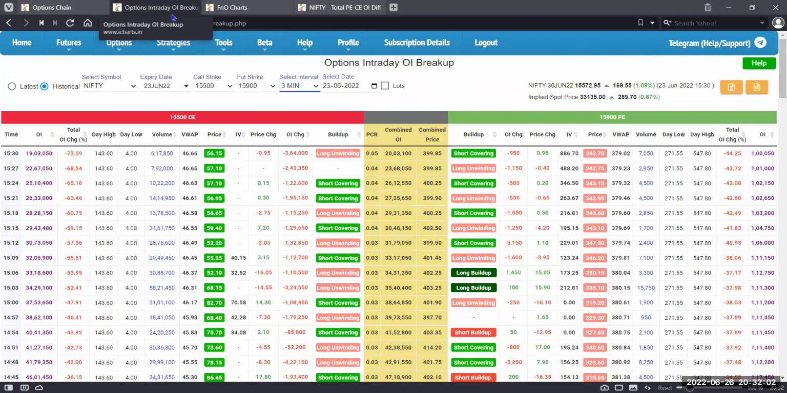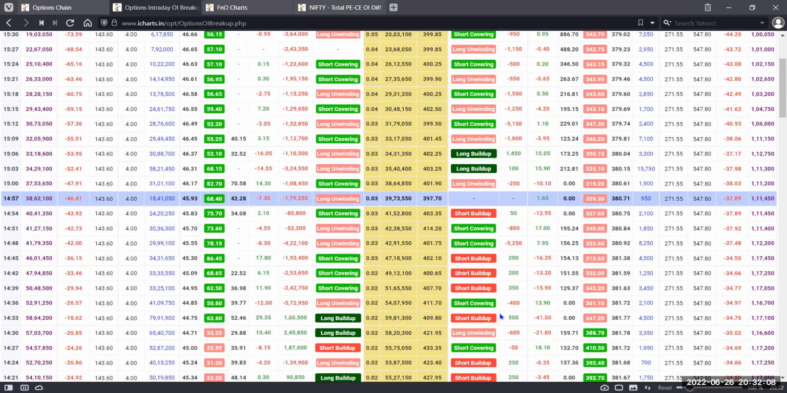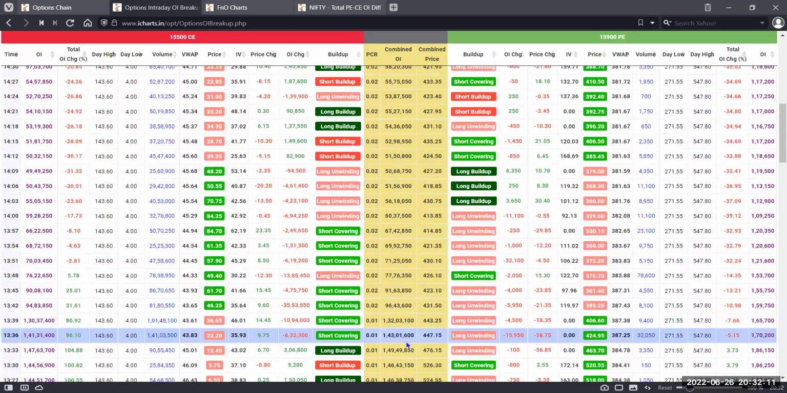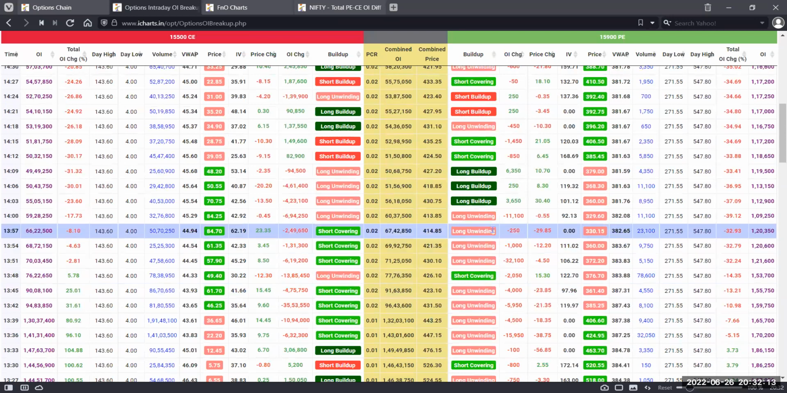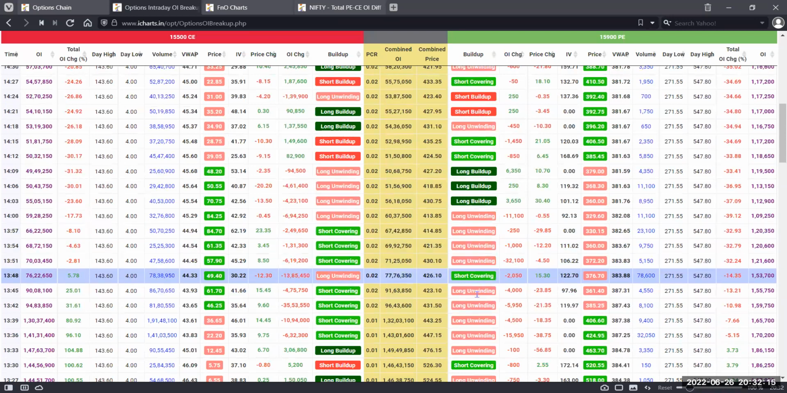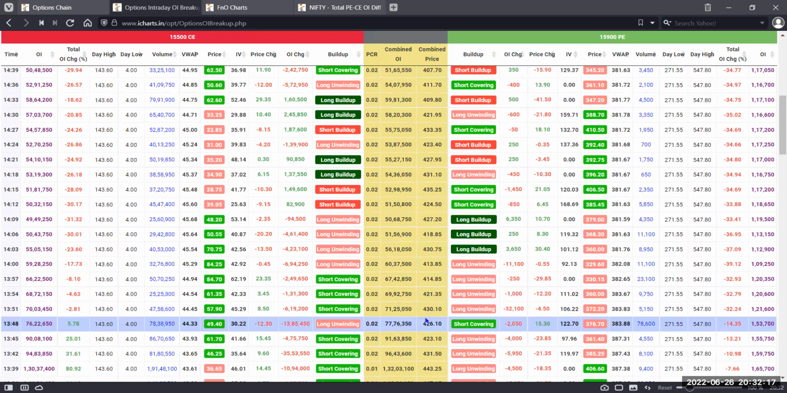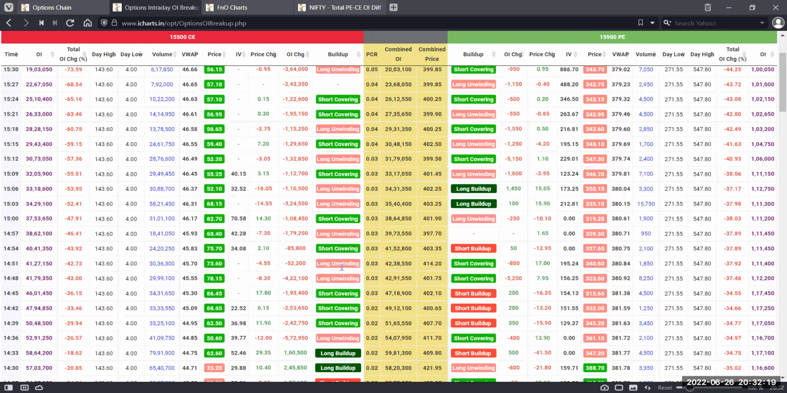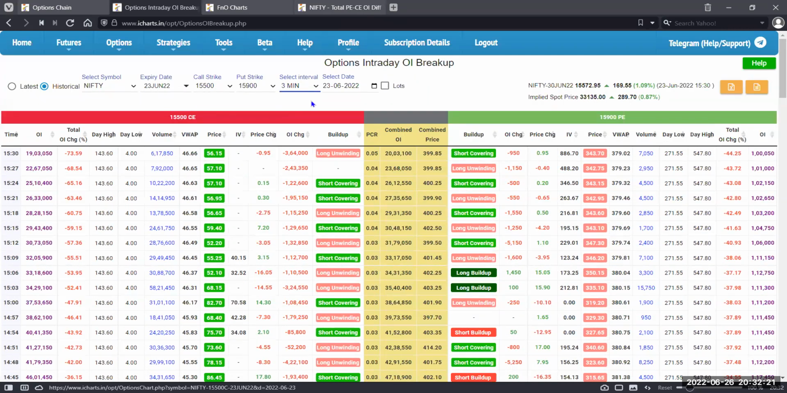And same if you go to options, intraday OI breakup, which I said was both side in the money. I think this also, if we cross check, you will get a buy signal somewhere over here. Let me see. Okay, was this the same day?